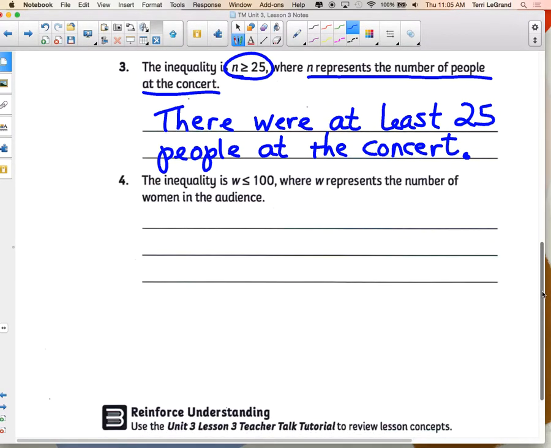And our very last one, the inequality is W is less than or equal to 100, where W represents the number of women in the audience. So the number of women has to be less than or equal to 100. This doesn't say anything about the concert. This is an audience somewhere. It could be in church. It could be at the HAP. Hey, go ahead, Danny.